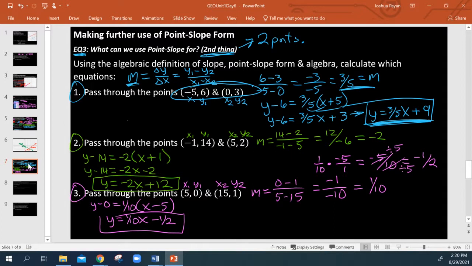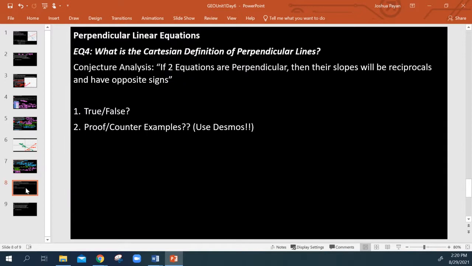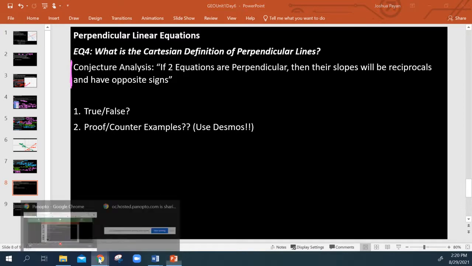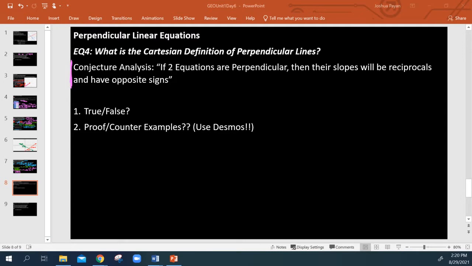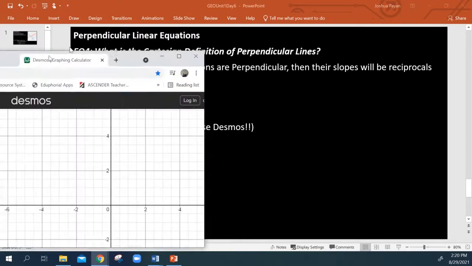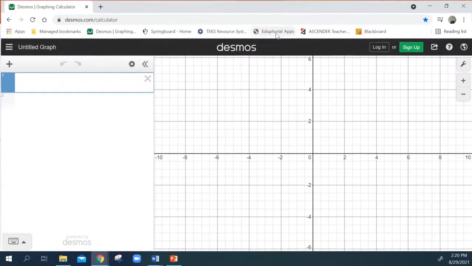Okay, so last thing I want us to talk about, and you'll see this in class. Okay, if two equations are perpendicular, then their slopes will be reciprocals and have opposite signs. And I could have sworn that I put a Desmos link onto here, but I guess I left that out. Okay, so let's see if that's true or false, right?